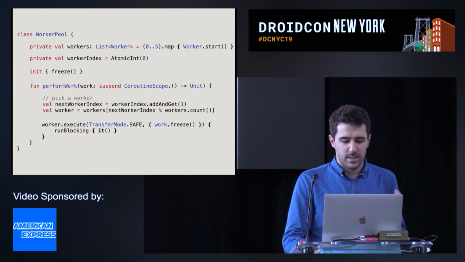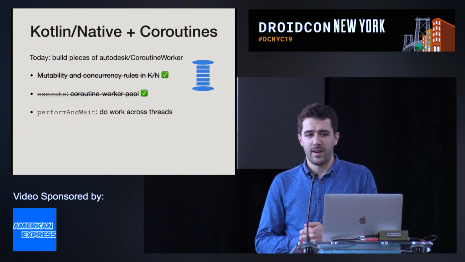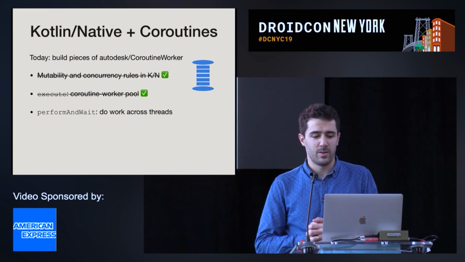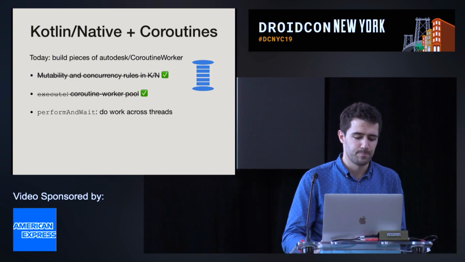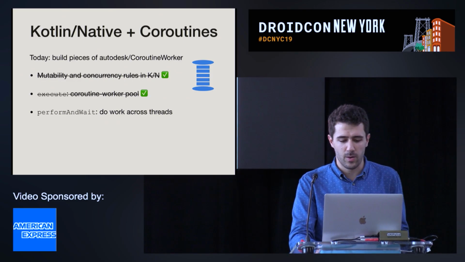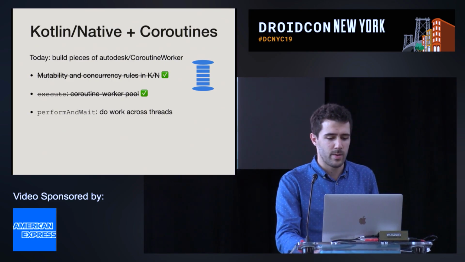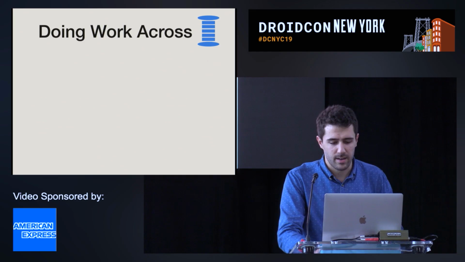All right. So we've covered mutability and concurrency. We now things got real with our coroutine worker pool. We're already using all the pieces of worker. And so now I want to talk about perform and wait, which is all about doing work across threads, and I'll show you more about that in a moment. Before we get into it, though, we need more tools to get there.